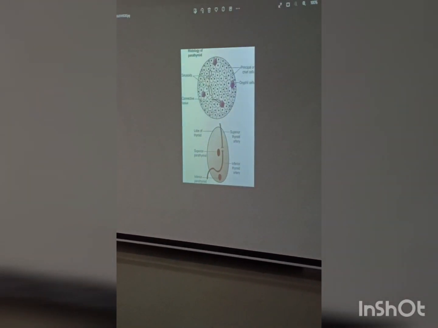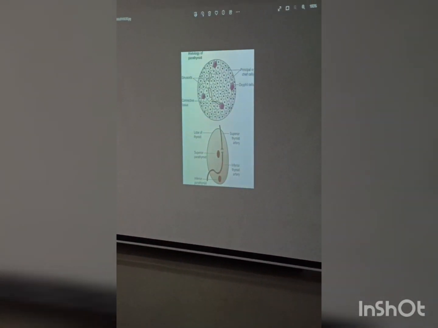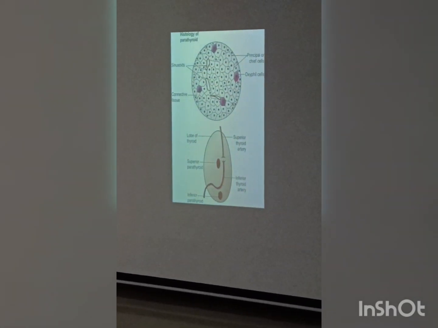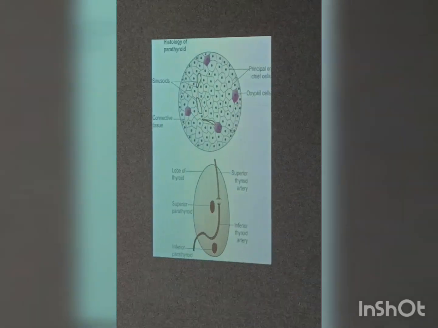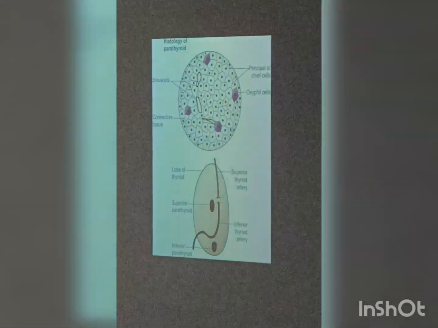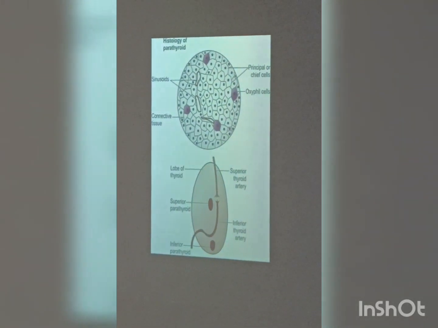This is a view to show you the parathyroid gland individually, how the chief cells appear, how the oxyphil cells appear. And the lower region is supposed to show you that the superior and inferior thyroidal arteries are reaching and supplying the respective gland.